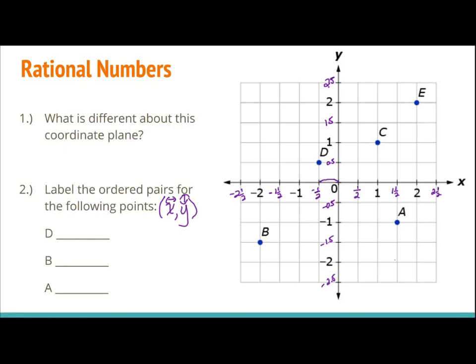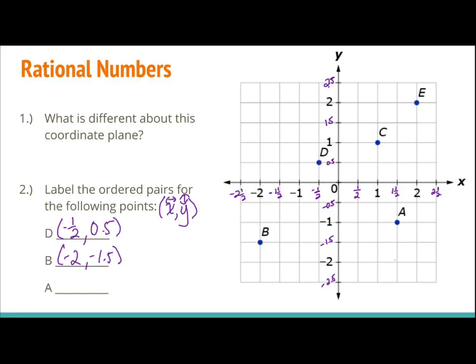So now when I write that, I'm going to make sure that I include my negative sign. So I have negative 1/2. And then when I move up, I have a positive 0.5. Let's do the B, which is right here. So again, we're always going to go left or right first. So the B is in line with the negative 2. So I'm going to write my x coordinate as negative 2. And then it is in line with my negative 1.5.